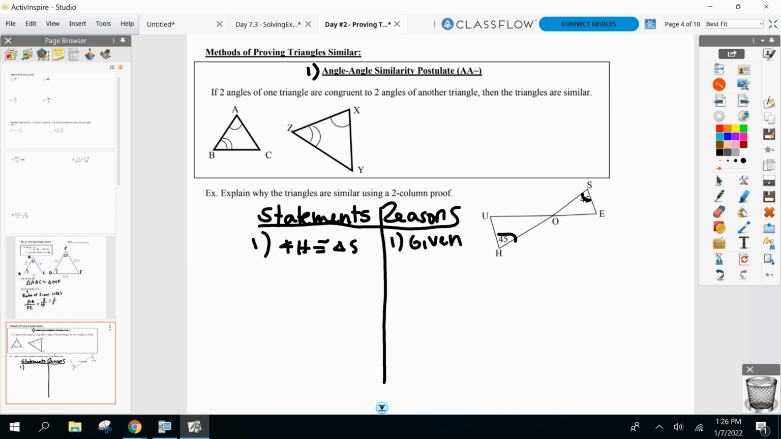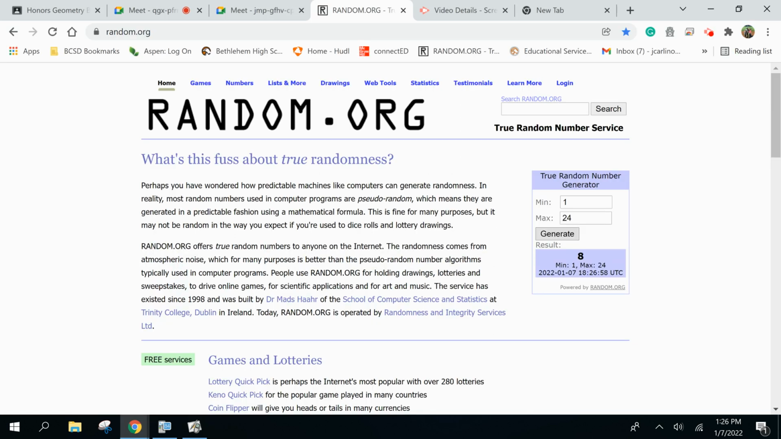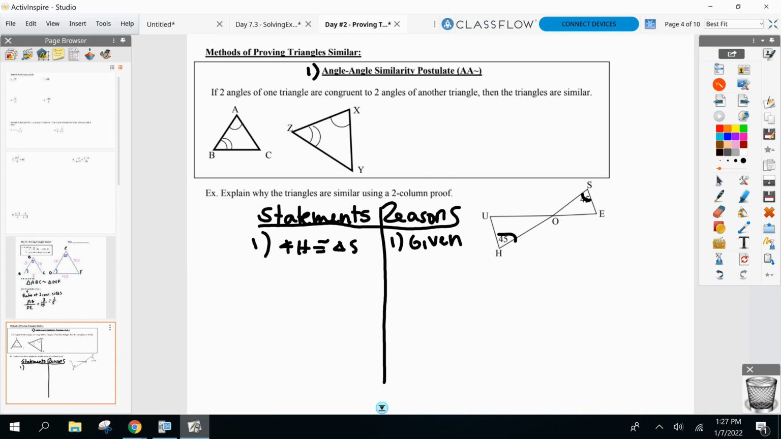All right, turn it over to you guys. What else you got for me? Thank you. Can't tell you how many people would still tell me, oh, O is congruent to O, reflexive. Nope. Vertical angles congruent.